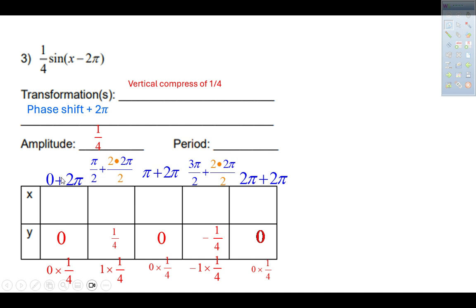Because like the 0 plus 2 pi and the pi plus 2 pi and the 2 pi plus 2 pi, those are pretty easy and straightforward. The fractions are a little more difficult. The distance from start to finish, from 2 pi to 4 pi, is still just 2 pi. So if I subtract the start from the finish, I'm still getting the same period of 2 pi.